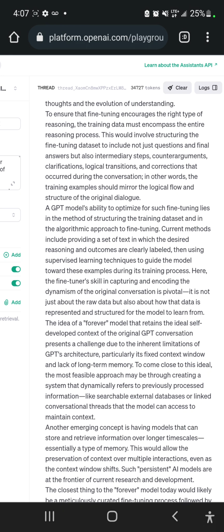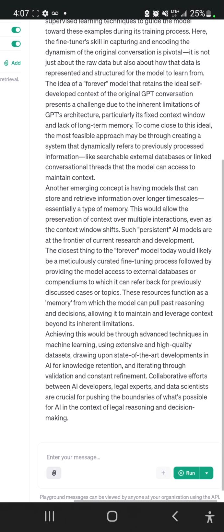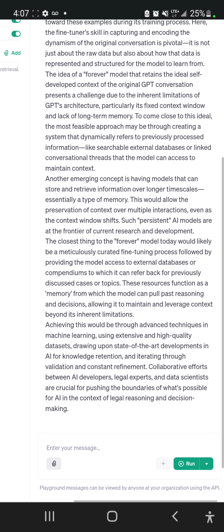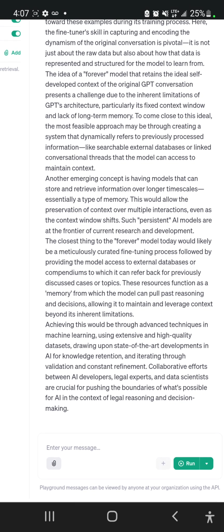It furthermore goes on to state thereafter that it is not just about the raw data, but also about how that data is represented and structured for the model to learn from. The idea of a forever model that retains the ideal self-developed context of the original GPT conversation presents a challenge. Sadly, I add as a side note, that's again the slight bit of remaining imperfection that we have with how this is all working right now still. We're in early 2024 recording this.